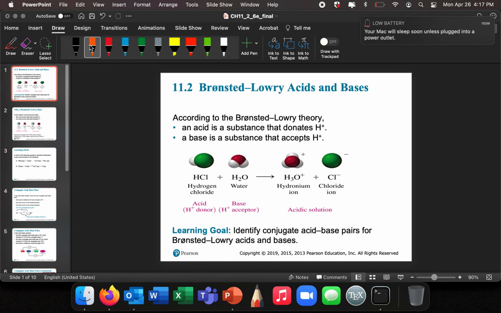Okay, so we're going to be talking now about Bronsted-Lowry acids and bases. According to Bronsted-Lowry theory, an acid is a substance that donates H pluses, which is exactly what we showed in Arrhenius acids, right? But Arrhenius bases were different than Bronsted-Lowry bases in that they accept H pluses instead of, in Arrhenius, remember, making OH hydroxide ions in solution. Okay, so a Bronsted-Lowry base accepts an H plus in solution.